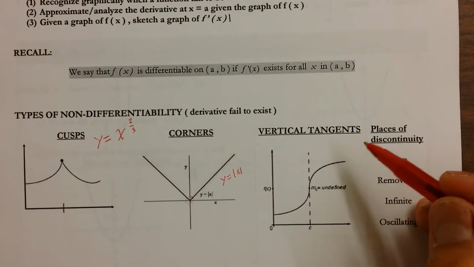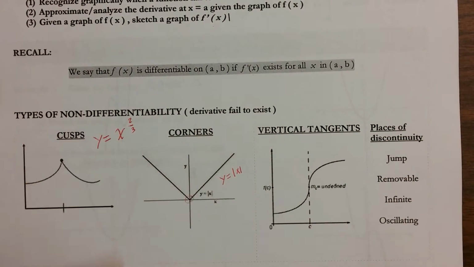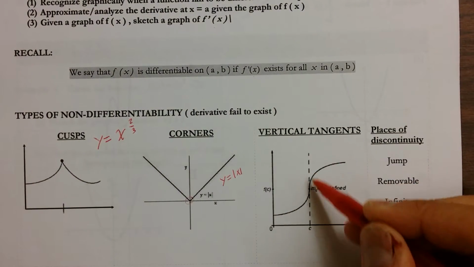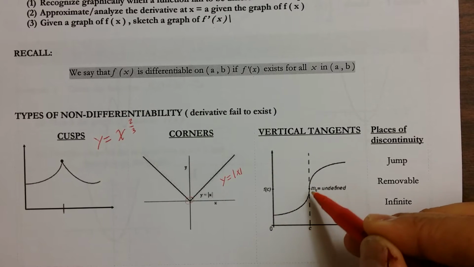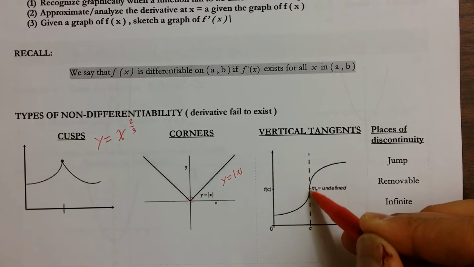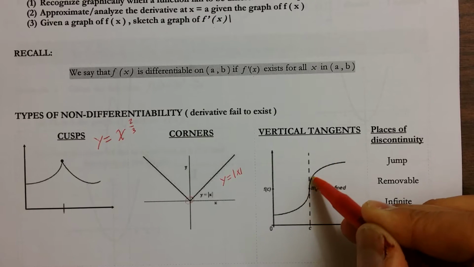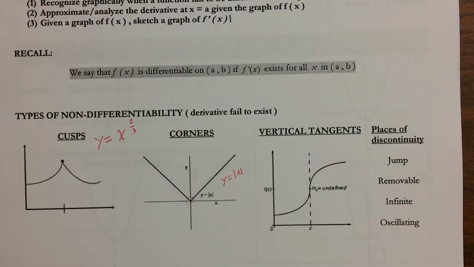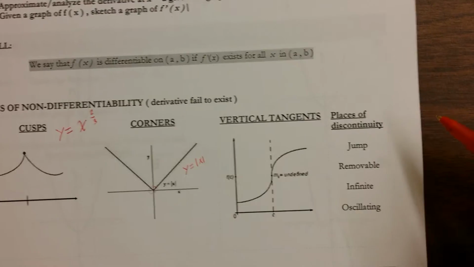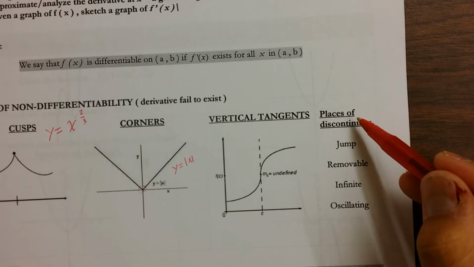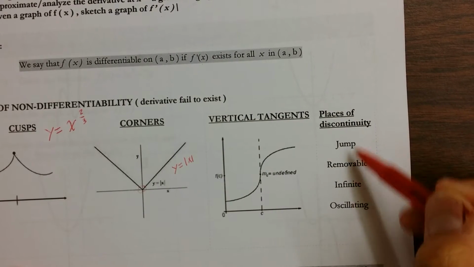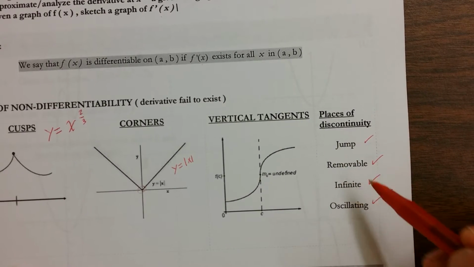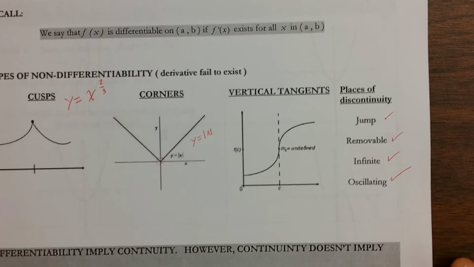A last type of function that is non-differentiable is one that has a vertical tangent line. So the graph kind of turns and comes to a stall there, and then it kind of flattens out. So any graph with a vertical tangent line is also non-differentiable. And of course, any graph that has a point of discontinuity is also non-differentiable. A jump, a removable, infinite, and oscillating discontinuity, those are also non-differentiable.